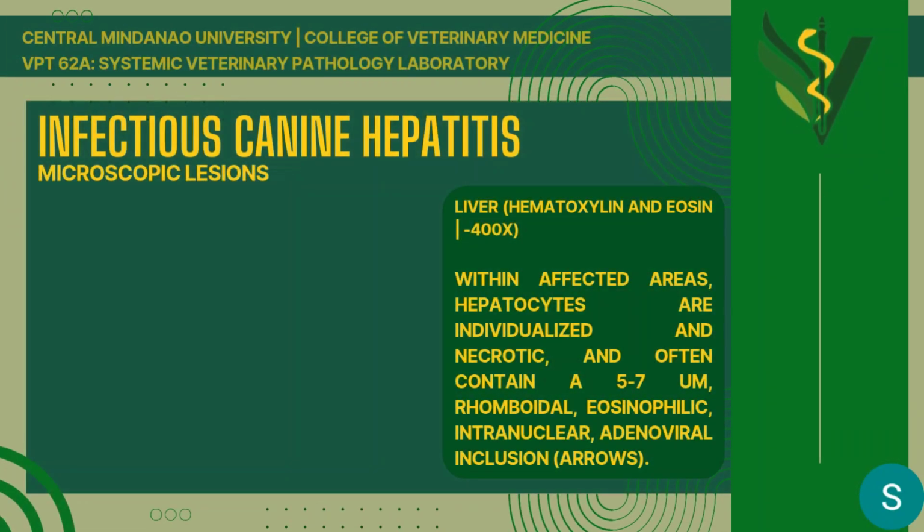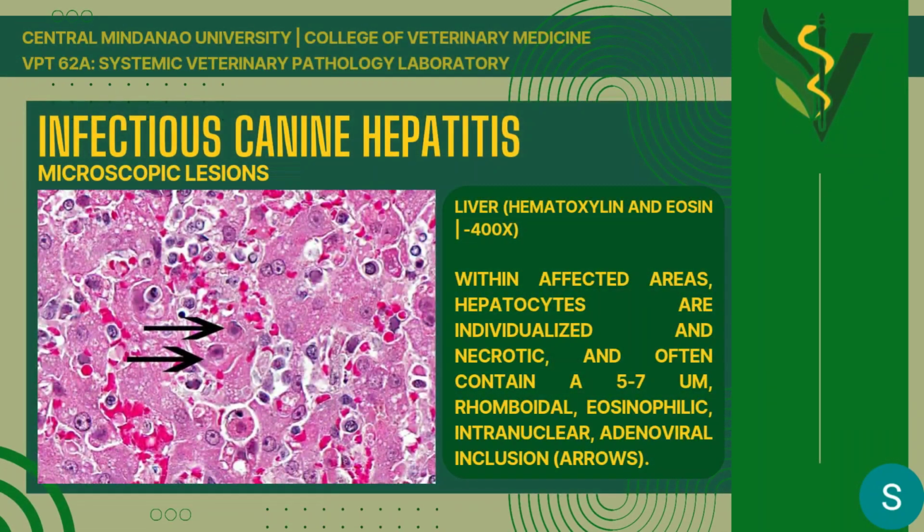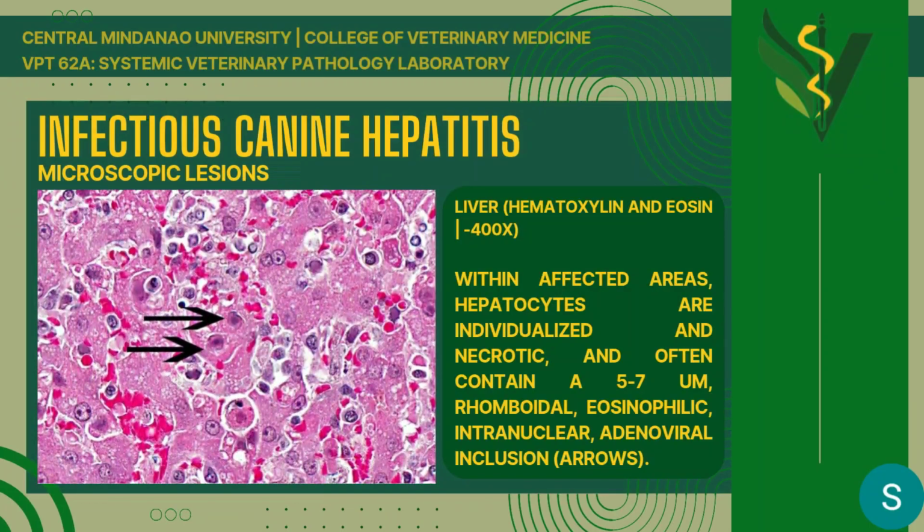Next, we have this image which shows affected areas. Within that, there are hepatocytes that are individualized and necrotic and often contain a 5 to 7 micrometer rhomboidal eosinophilic intranuclear adenoviral inclusions. So a moderate number of your Kupffer cells and macrophages and a lesser number of intact hepatocytes contain magenta to basophilic intranuclear inclusion bodies with occasional karyomegaly.